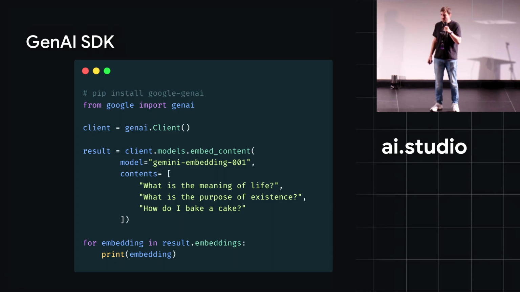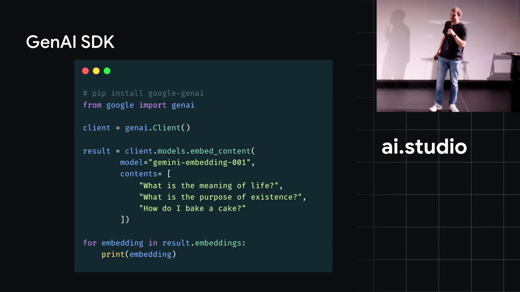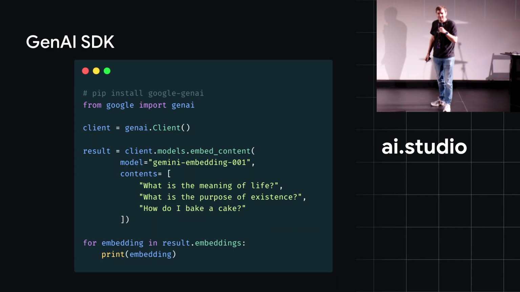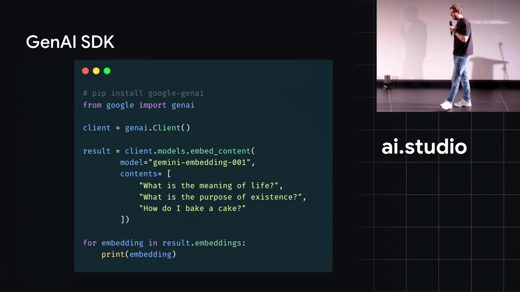The starting point for all the Gemini models is AI Studio. Who has not yet heard about AI Studio? Oh, okay. Only a few hands. Yeah, it's nice to see. If I'd asked this question maybe 6 months ago, it would be more than half the room. But I think we're doing a good job talking about this.